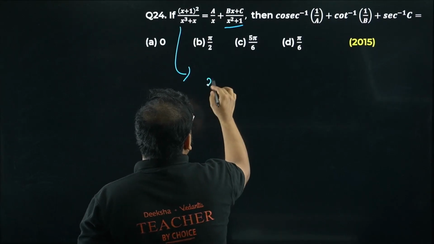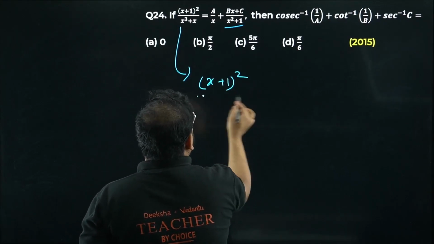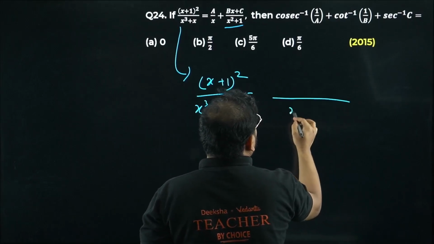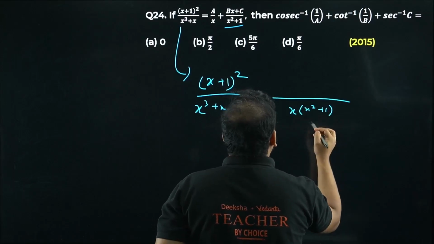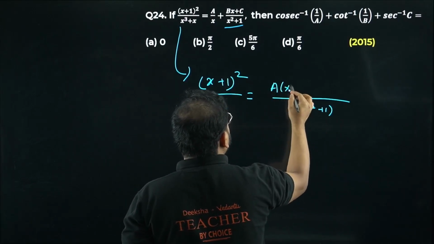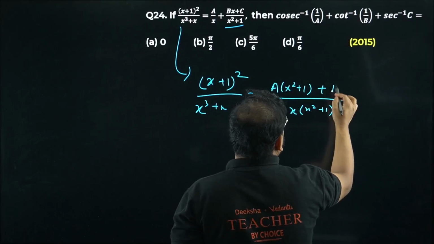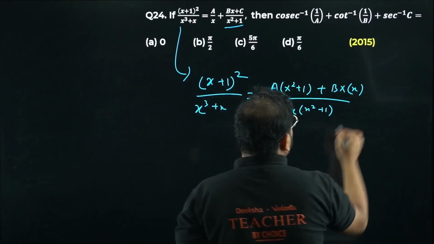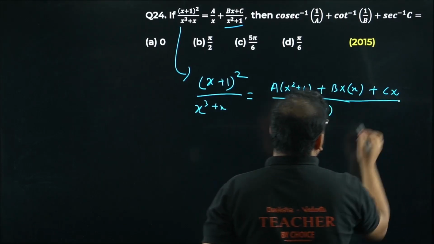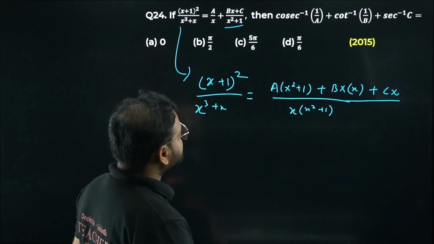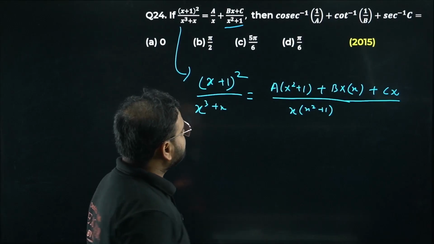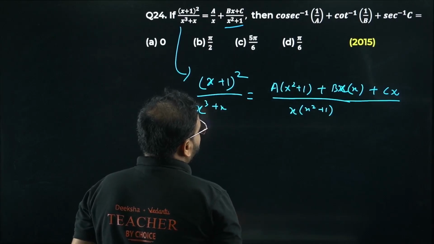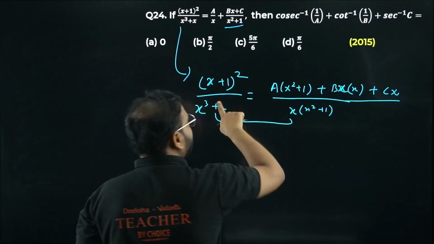You have over here x plus 1 the whole square, and you have x cube plus x equals, take LCM over here, again you'll have x times of x square plus 1. And you'll have a times of x square plus 1 plus bx times of x, and again you'll have cx. Please check. Correct now? You have bx times of x plus cx. Okay, great sir. So in that case, this is not b into x, it's going to be bx into x.